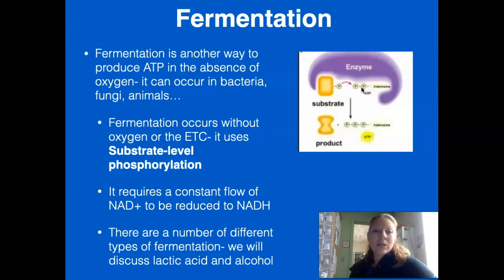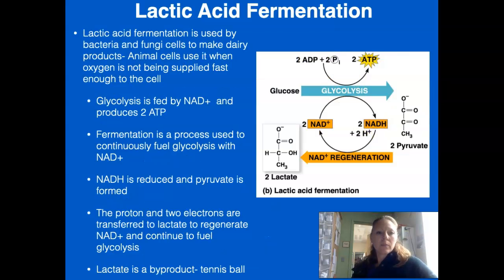And so there are a number of different types of fermentation, but we're going to be looking at primarily two of them. We'll be discussing lactic acid fermentation, which is what we go through, and alcohol fermentation, which is what produces beer and wine. So lactic acid can be used by bacteria, fungi. It makes dairy products, hence the lactic acid. So we use it when we use up all of our oxygen.